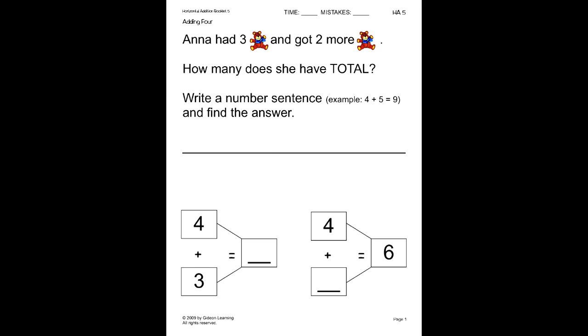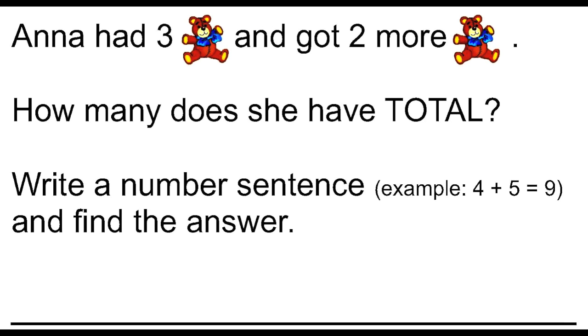At the top we have a word problem. Let's read the problem and the directions. So, Anna had 3 teddy bears and got 2 more teddy bears. How many does she have total? Write a number sentence and find the answer. First, let's look closer at the question. How many does she have total?